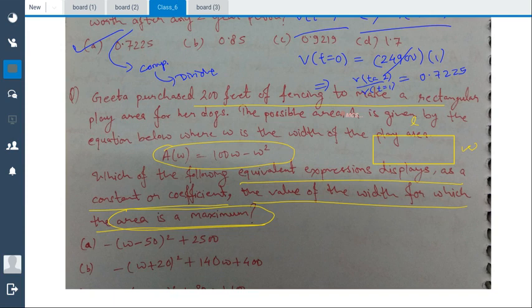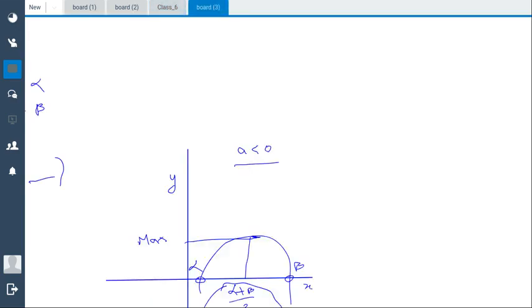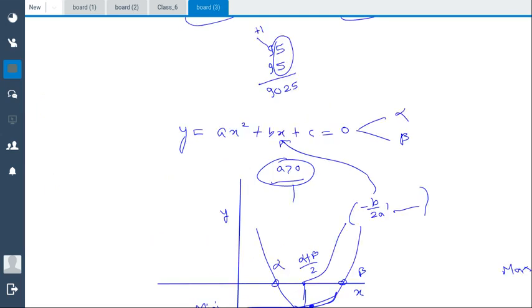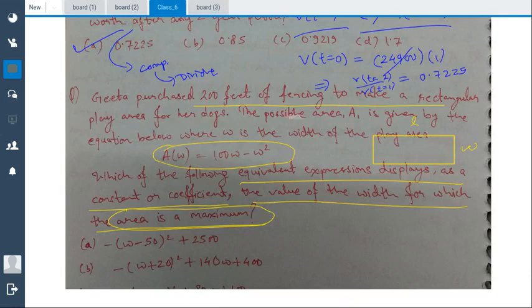Come on, my dear friends. Just now you saw: when a, the coefficient of x square, is less than 0, you get the maximum value of y. When it is greater than 0, you get the minimum value of y.